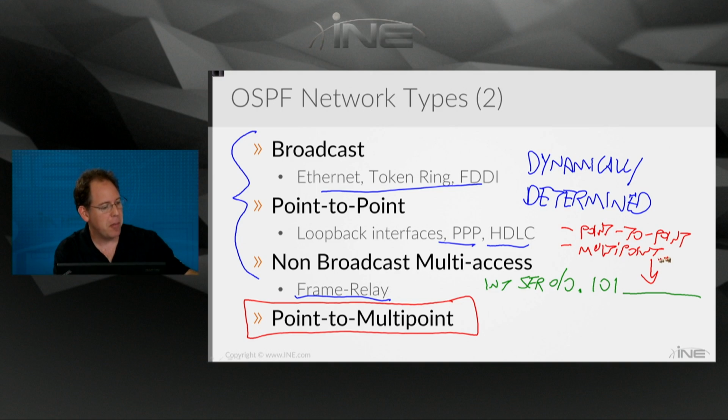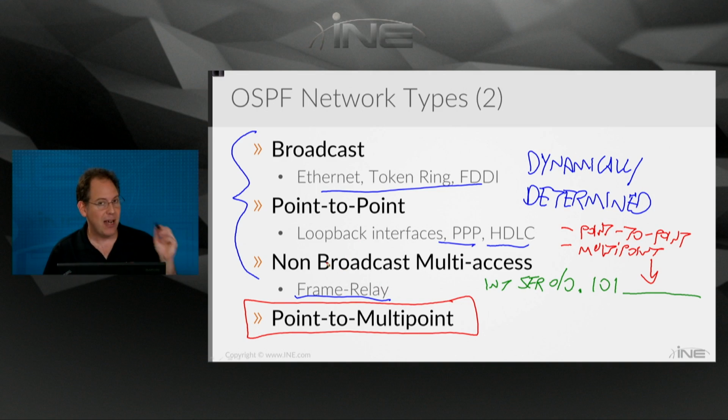Now, if I choose multipoint, you might think to yourself, oh, okay, then OSPF will dynamically determine that this is a point-to-multipoint interface, right? Wrong. Remember, I said OSPF cannot dynamically determine point-to-multipoint interfaces. You have to configure it. So if OSPF sees a sub-interface that is multipoint, it will assume it is non-broadcast multi-access. It will assume it's that kind.